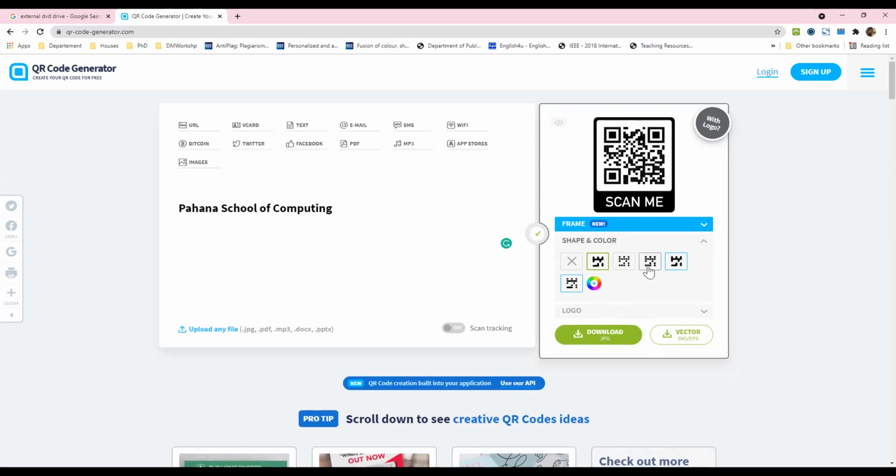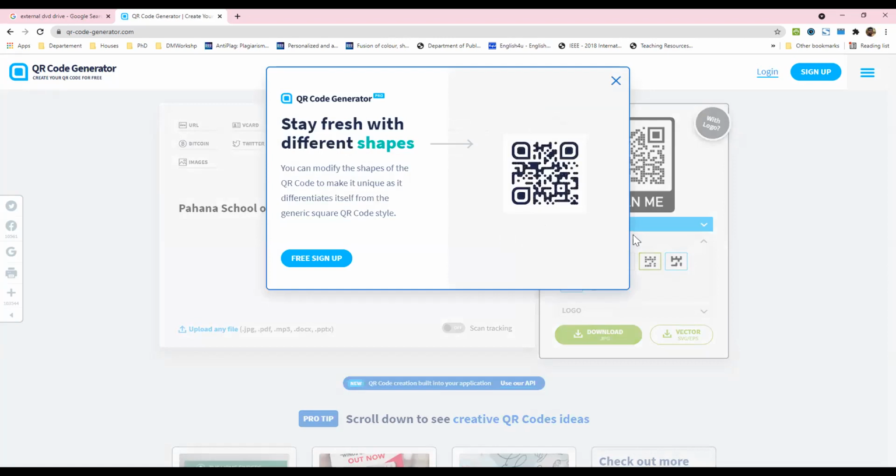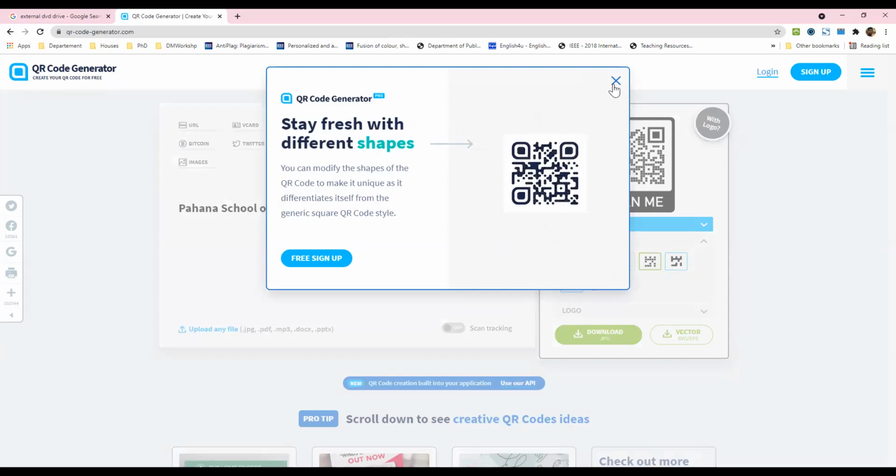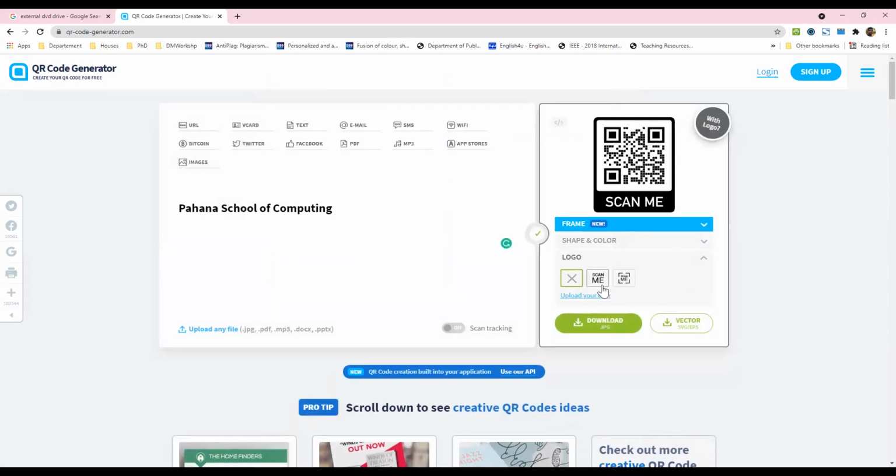You can have different shapes. So like this, you can have different shapes. You can even have logos inside this. It's possible. Right, you see that the QR code contains a lot of information. A lot of information you can keep as a QR code. So remember that. And then QR code readers.